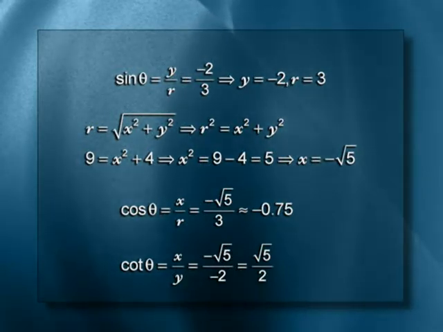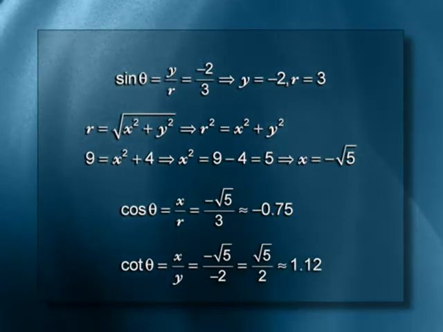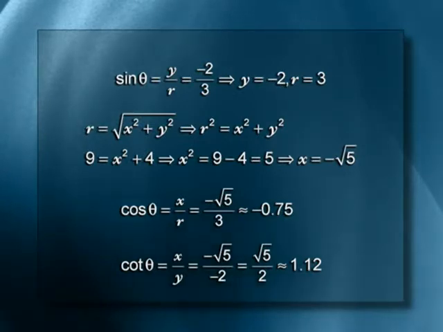Notice cotangent came out to be positive, didn't it? Cotangent is the reciprocal of tangent. So if tangent is positive, so's cotangent. And of course, you could do decimal approximations of these as well.